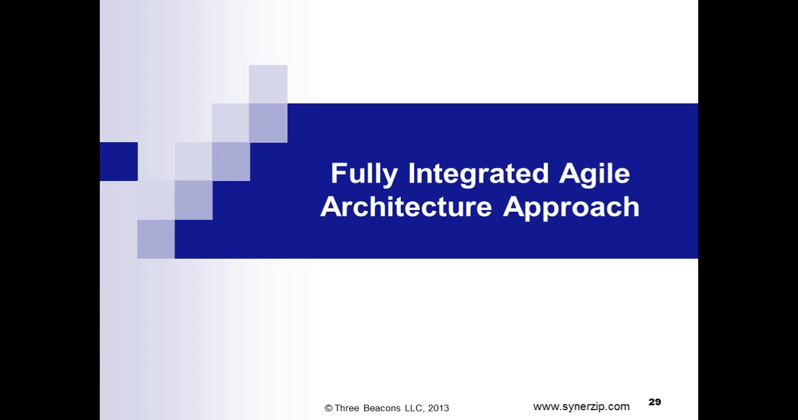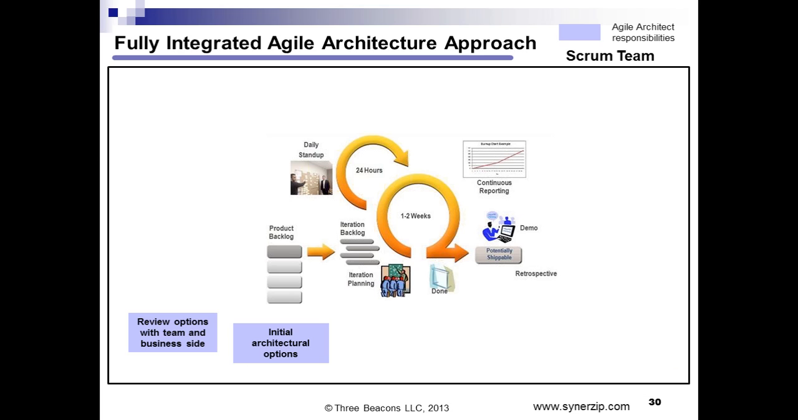Okay, let's wrap up here with a view of a fully integrated approach to Agile architecture. Okay, so in the middle here is the classic Scrum diagram. So the architectural approach for integrating here would be to, as I've said before, start with some initial architectural options and review those with the development team and also with the business side. So it's always good to make sure that your business side is engaged in the potential alternatives there.